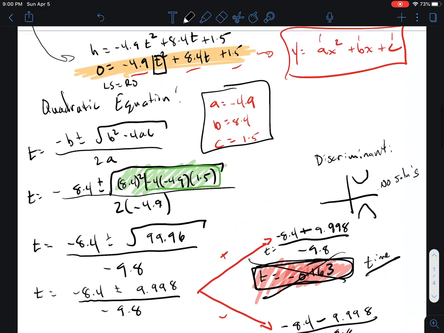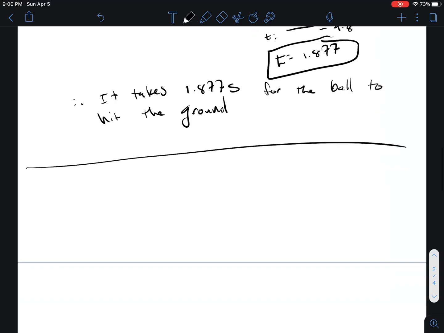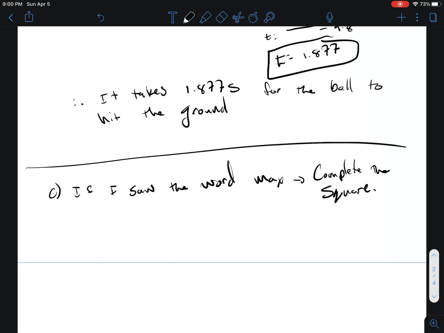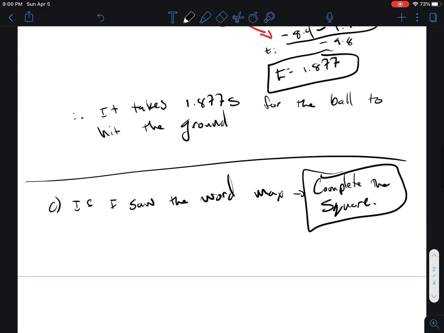We can go back and figure out part C, right? Well, part C is asking me what's the maximum height the ball reaches, right? And typically, if I see the word maximum in the past, there was something I told you to do, and it was complete the square. However, if I ask you to do all of this work, I wouldn't then expect you to do all the work for completing the square as well, right?